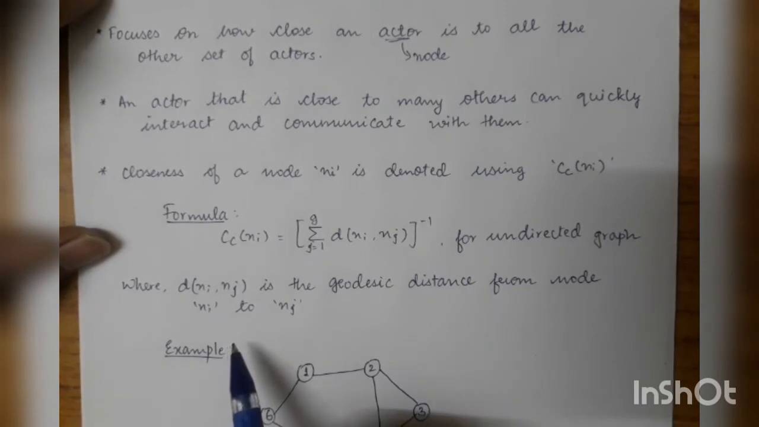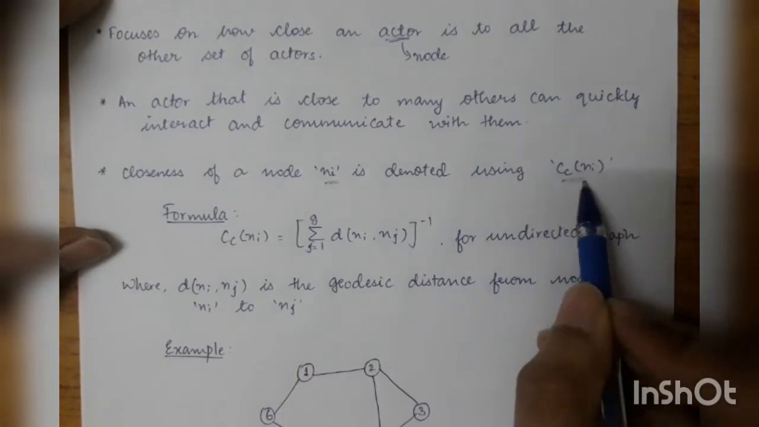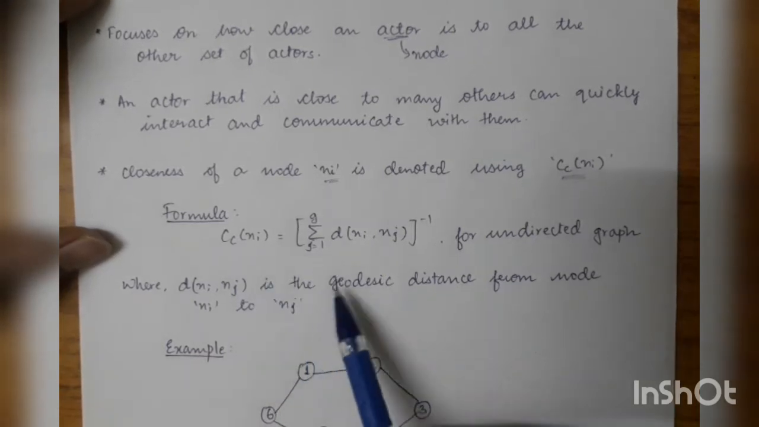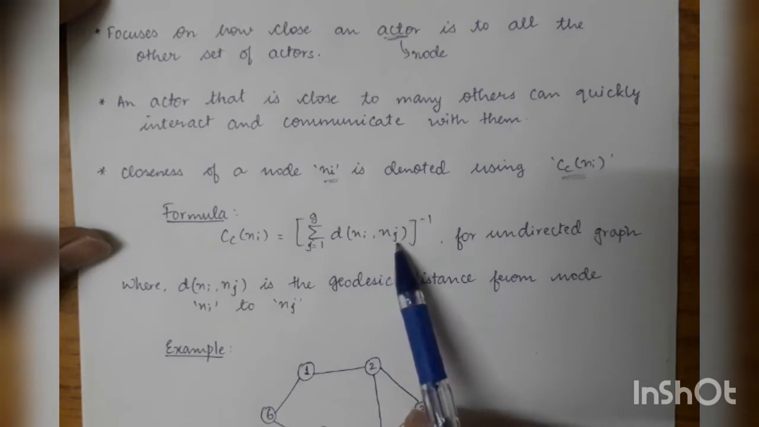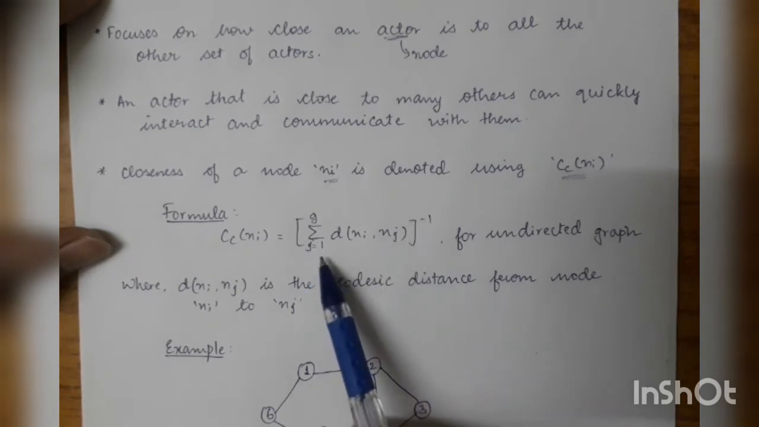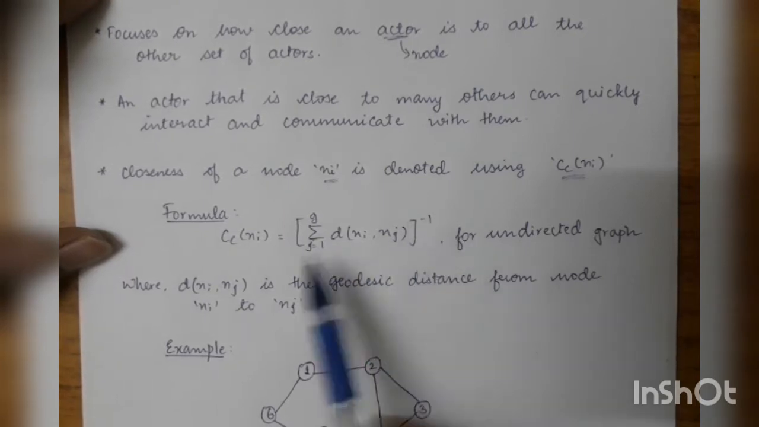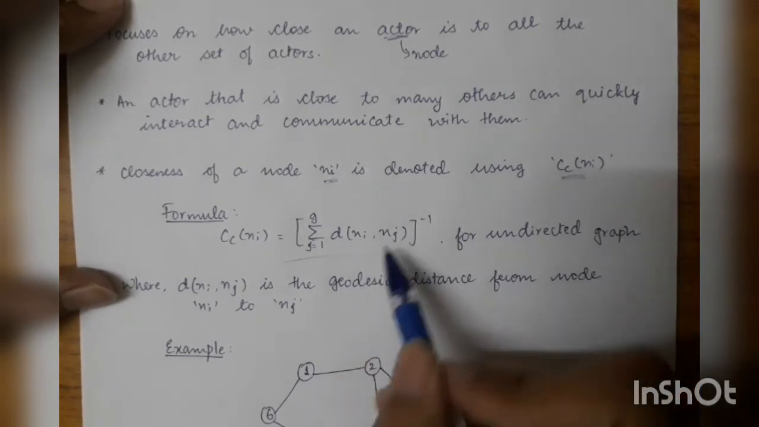Closeness centrality for a node Ni is denoted using Cc of Ni. This is just the notation, and the formula is given by Cc of Ni is equal to the inverse of the summation of d(Ni, Nj) for all nodes in the graph. Now, what is this term, dNij?